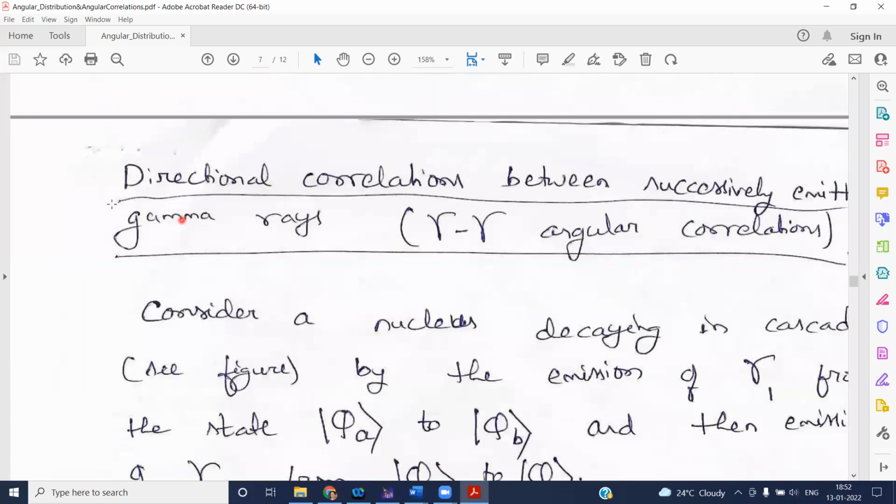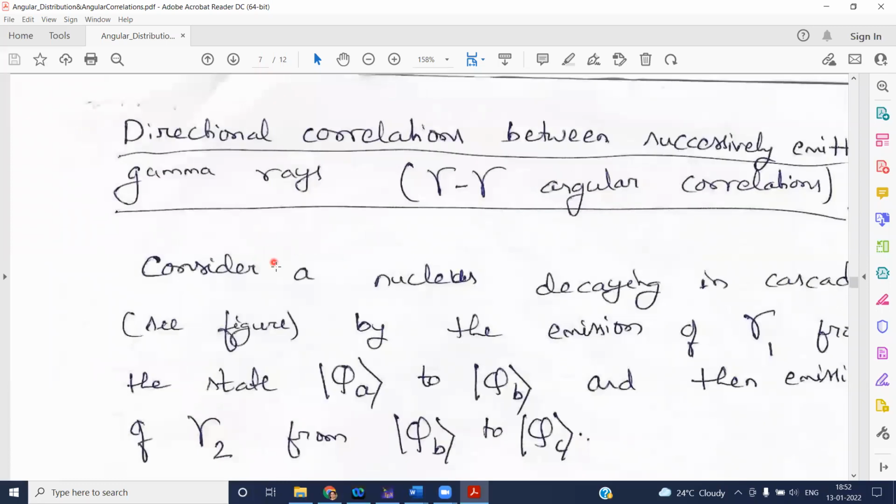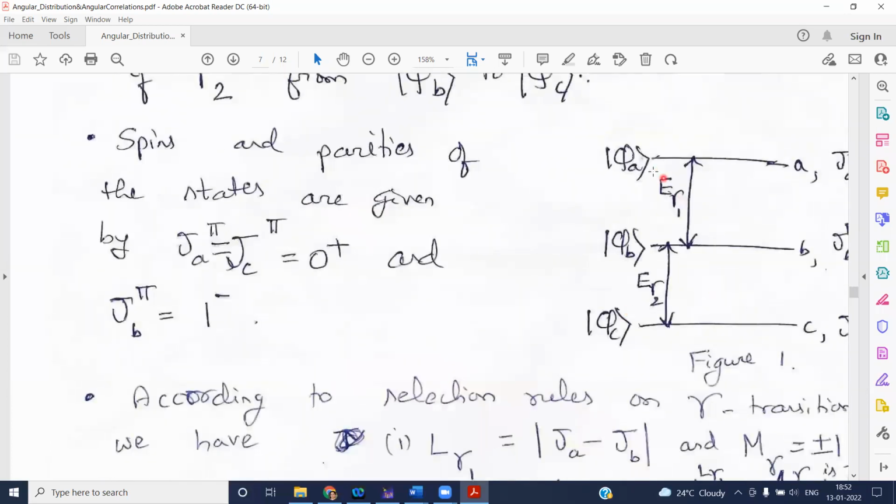This is called directional correlations between successively emitted gamma rays. I will tell you slowly. What one tries to do is gamma-gamma angular correlation. How does it reveal angular distribution? Let me tell you. This is the heading, but I consider a nucleus which decays in a cascade way. What is a cascade? I have JA, JB, and JC. Let us say 3 energy levels are there in a nucleus.